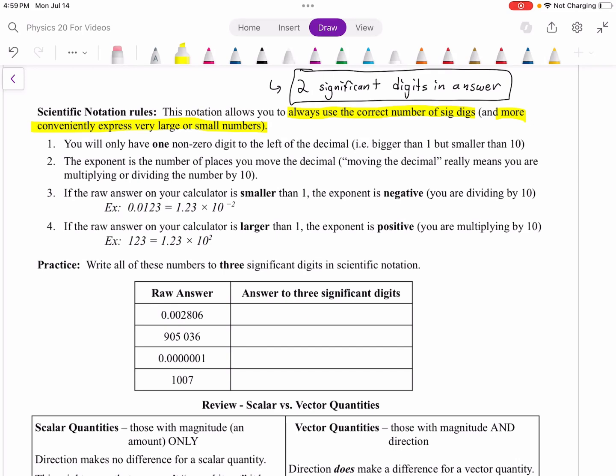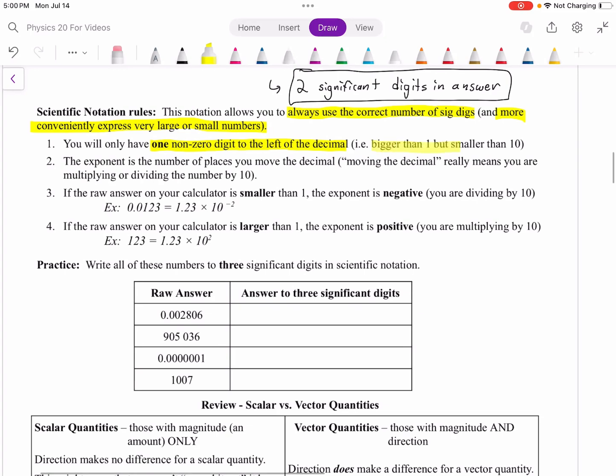You're always going to have one non-zero digit to the left of the decimal, okay? So it's going to look something like this, maybe 1.23 or 5.67 or something. Something bigger than 1 but smaller than 10, and then it's going to be times 10 to the power of something, okay? Now, that exponent, the times 10 to the power of something, is the number of places you had to move the decimal in order to write it in this notation.